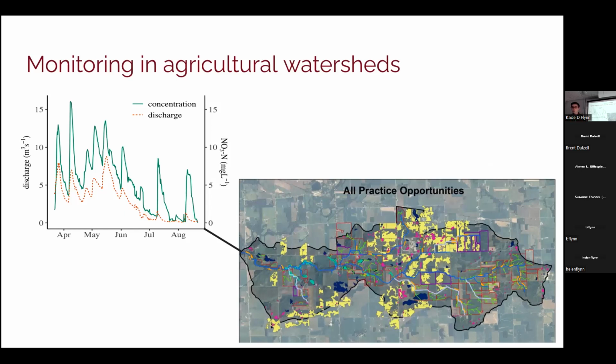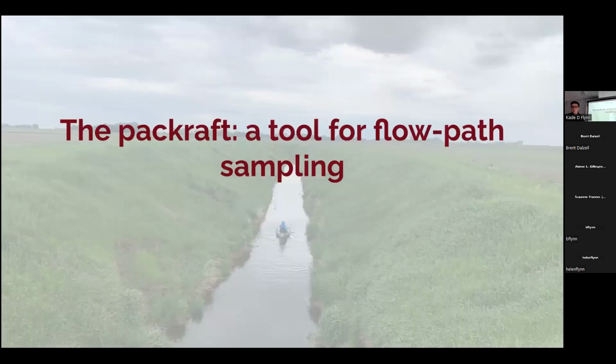But if you implement one of these recommended conservation practices, evaluating potential positive outcomes from that is really difficult, because your signal from that conservation practice might be really hard to detect when you're monitoring this much larger drainage area. And this is the motivation for this packraft. As Brent mentioned, it's a tool for flow path sampling.